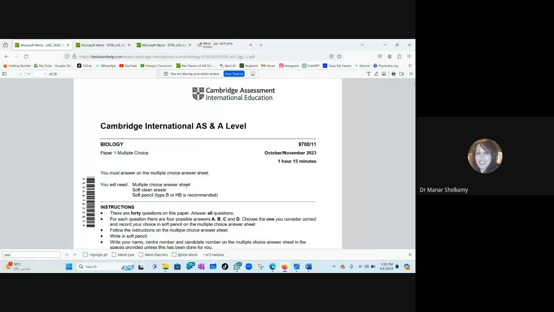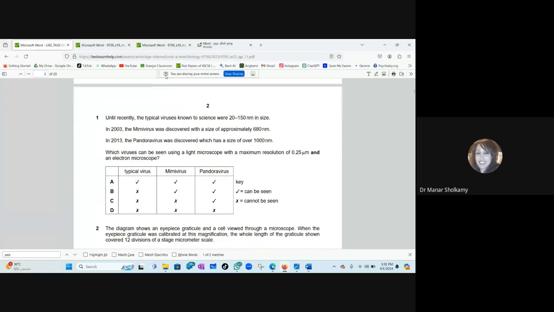Okay, now let's get this done. This is November 2023, variant 1.1. These are the latest exams, published just this year.